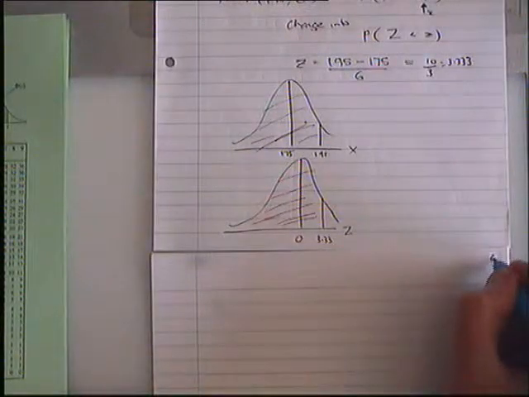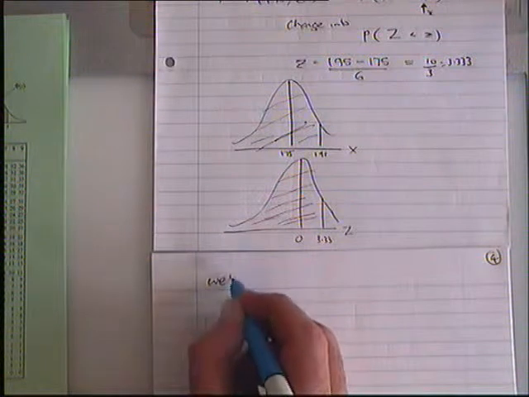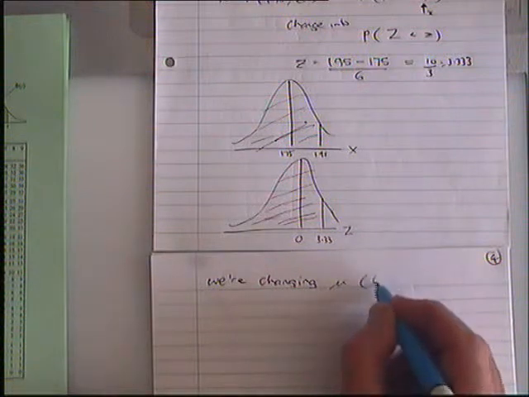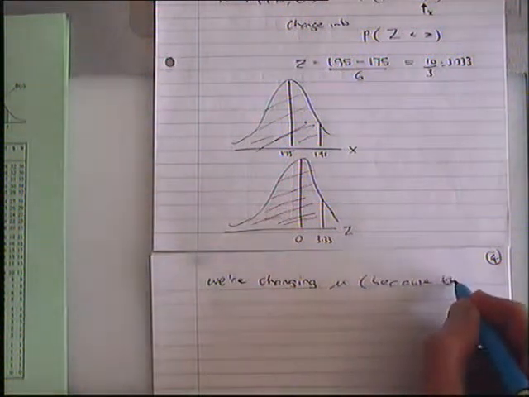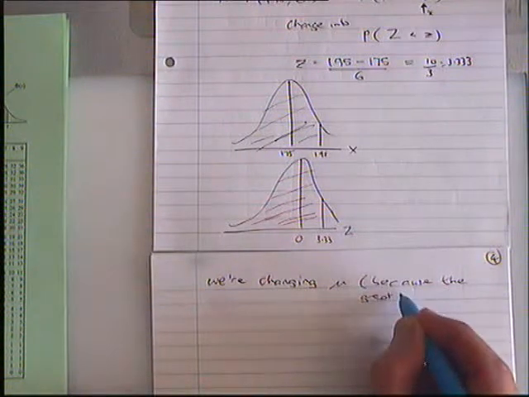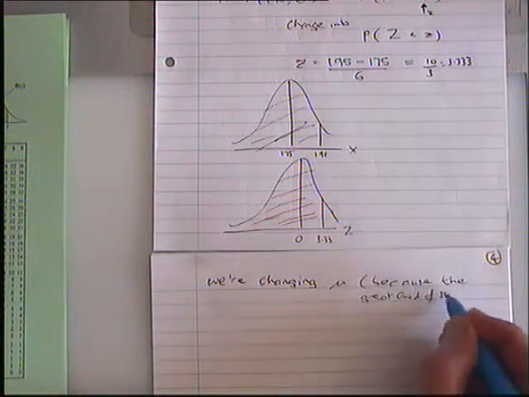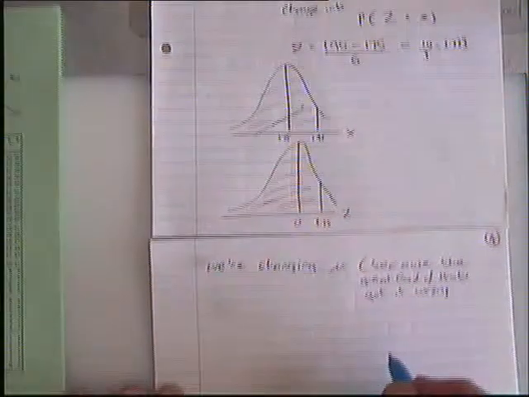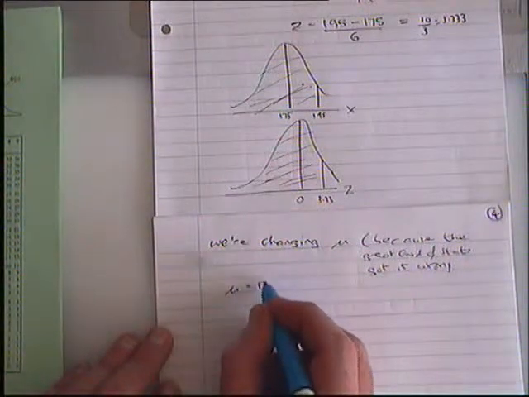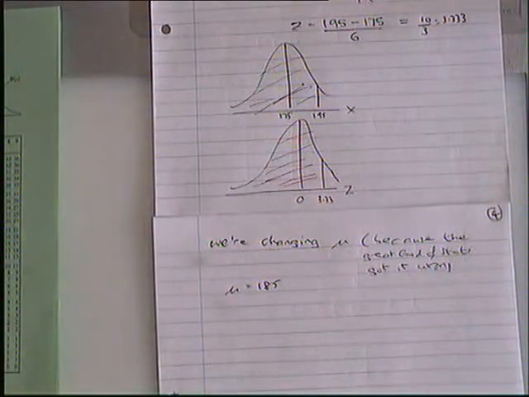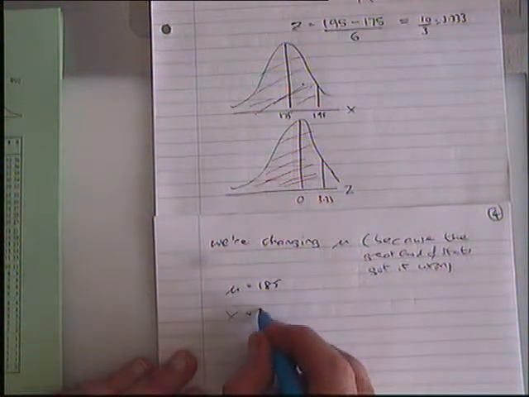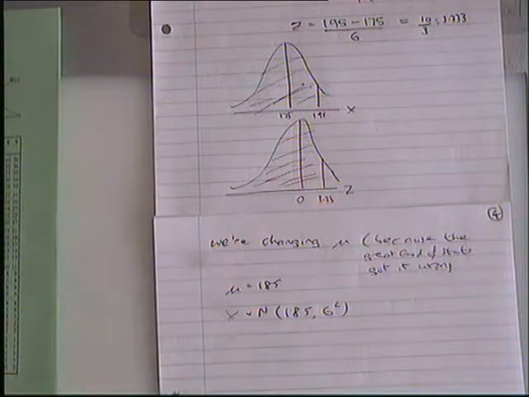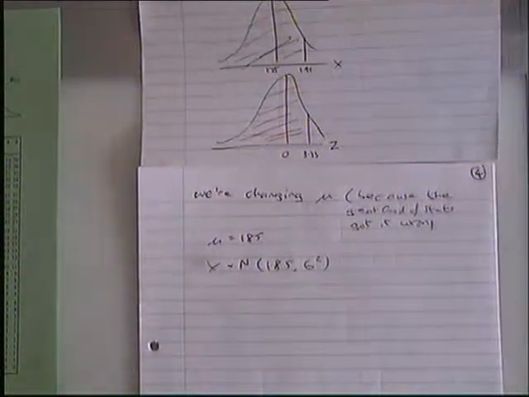I ought to have made a note of this, so this didn't work last year. So, what we're doing now is we're changing mu. You can't really do this normally, because the great god of statistics got it wrong. And we will say actually that mu was 185. I'll remember not to use that example next year.